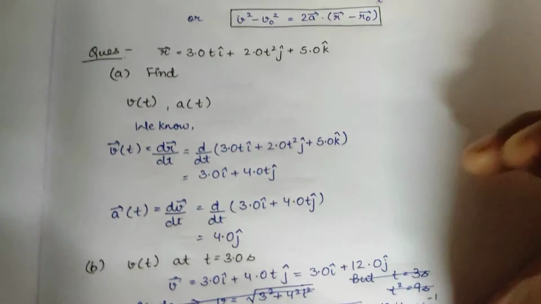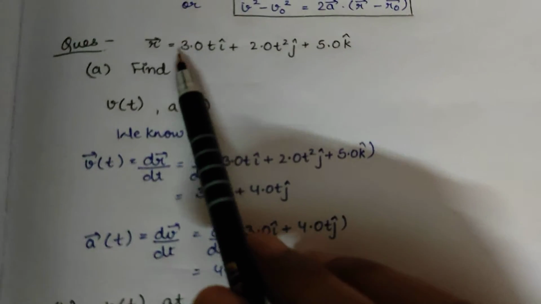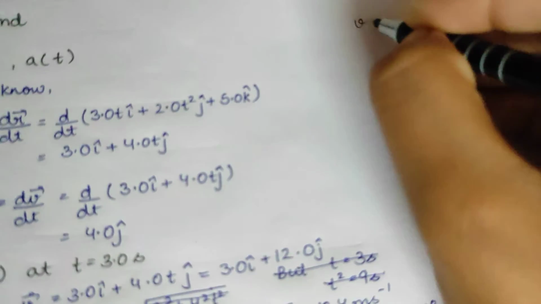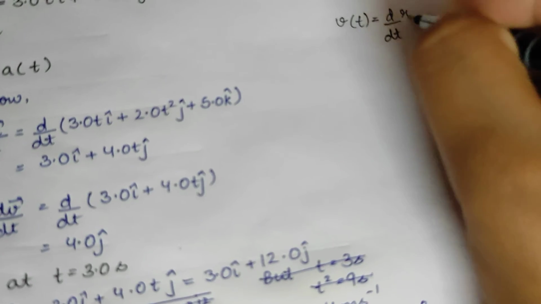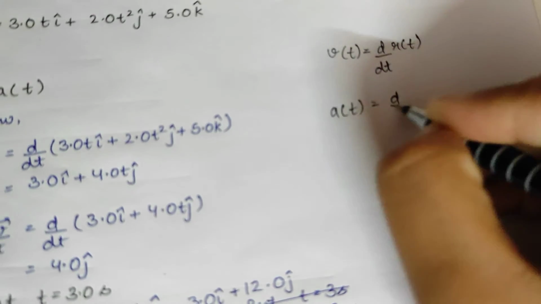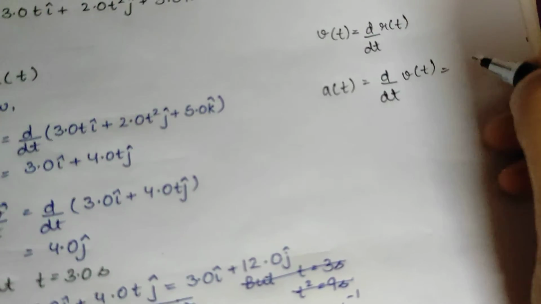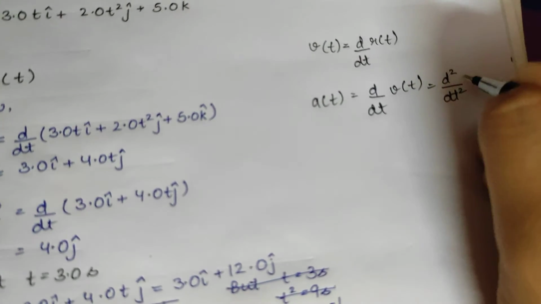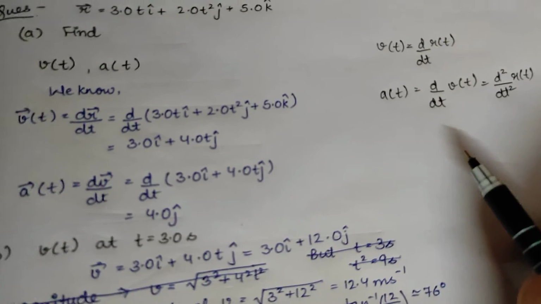Fine. Now we have one question. If the position vector is given, then we have to find v(t) and a(t). You know that v(t) is given by d by dt of the position vector, and a(t) is given by d by dt of the velocity vector. Acceleration can also be given by d2 by dt square of the position vector. Fine. So using these expressions, we will solve this question.